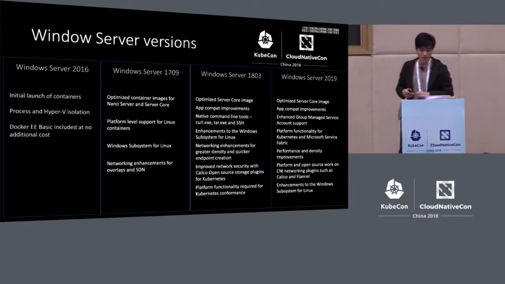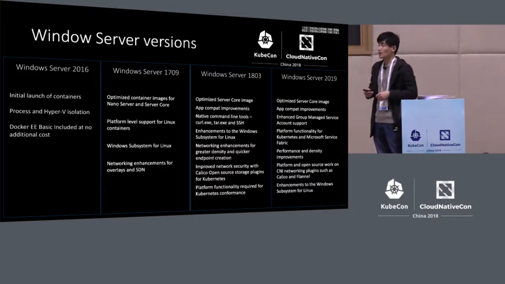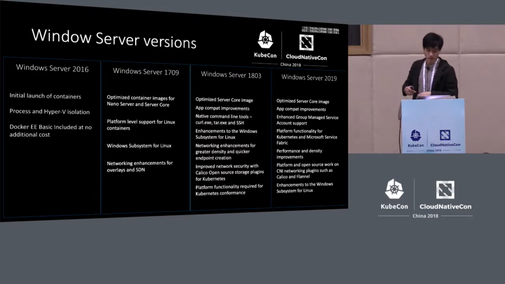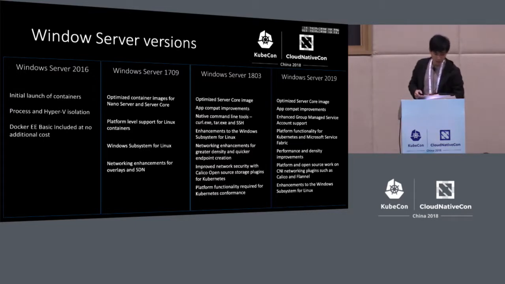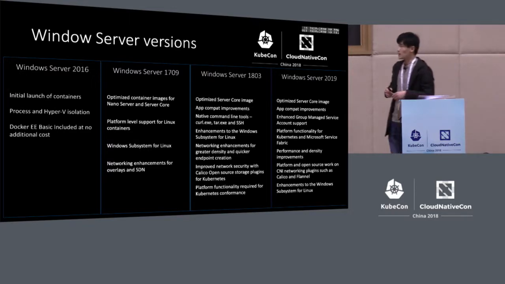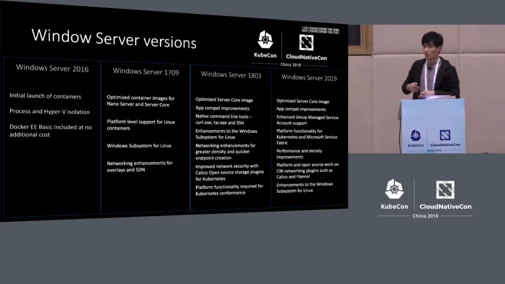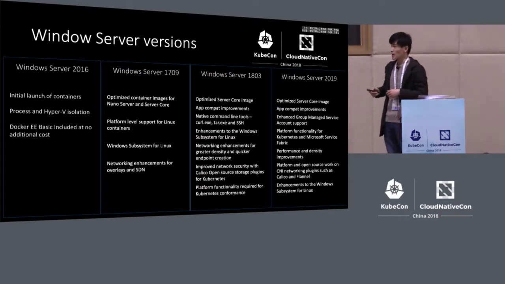And next one would be the Windows Server versions. For the Windows Server, here is the evolution of Windows Server. For the Windows container, we started from Windows Server 2016. It supports the most basic containers. With Docker EE, this container can be managed well, but it can also use Windows 10 Docker.